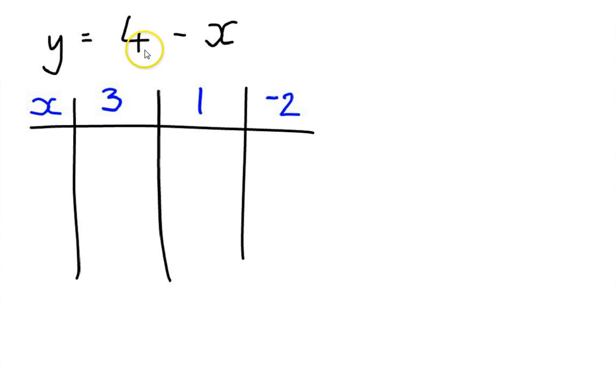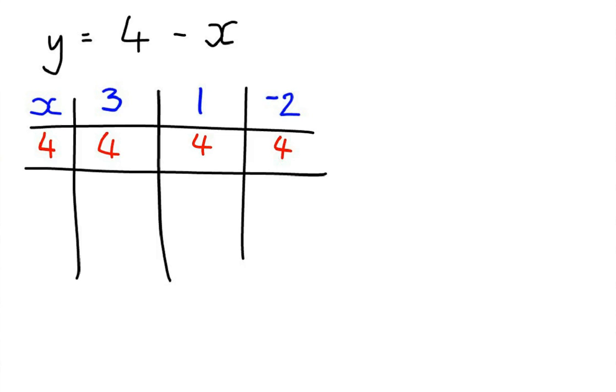Okay, now the next bit, we can start with our 4 if we like, just as we did before. This is the first part of our equation, and as you can see, that is not affected by x. So the 4 is just going to be the same all the way across, 4, 4, and 4, because x isn't involved with this 4.